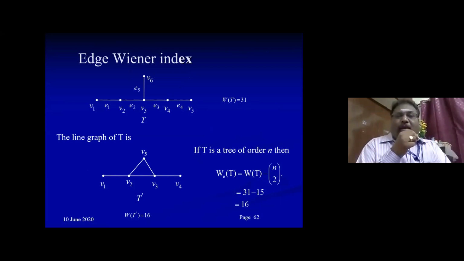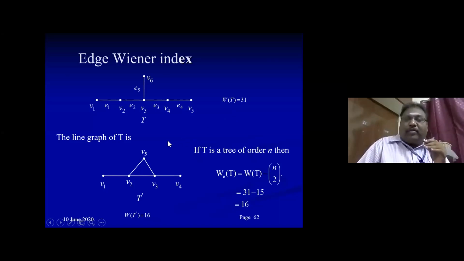Now, a slightly modified version: edge linear index. Earlier, we calculated the distance between the vertices. Now, we are interested in calculating the distance between edges. So that is named the edge linear index. So the distance between E1, E2, E1, E3, E1, E6, and so on. For this graph, it is 31.